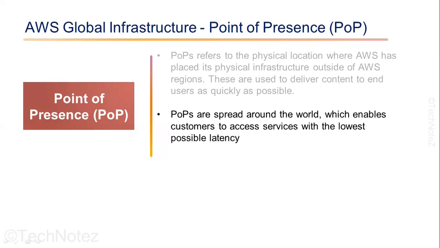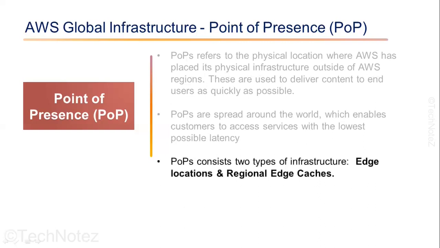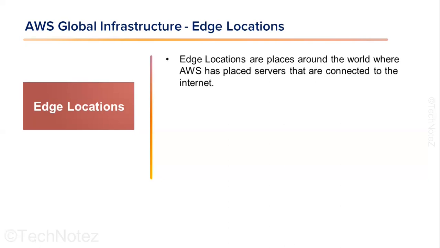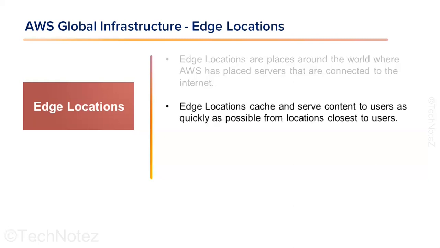Within the overall points of presence, there are two types of infrastructure: edge locations and regional caches. Next, let's talk about edge locations. AWS edge locations are places around the world where AWS has hosted its servers. These servers are used to cache and serve content such as website pages, images, and videos to users as quickly as possible. Edge locations keep a copy of the content closer to the user so that it can be delivered quickly. So when you use an app or website that is hosted on AWS, the information you need is delivered to you from one of these edge locations.